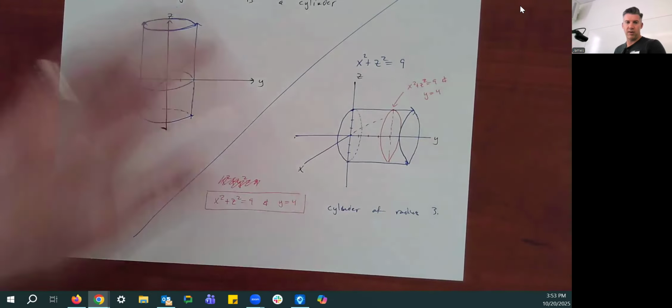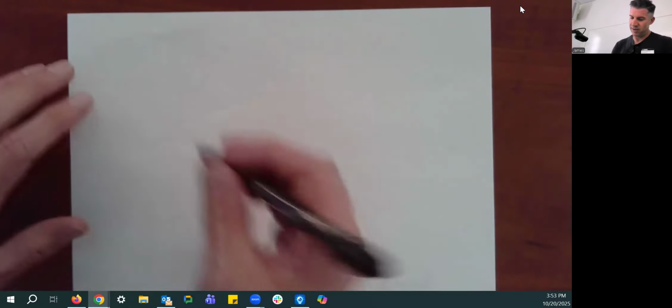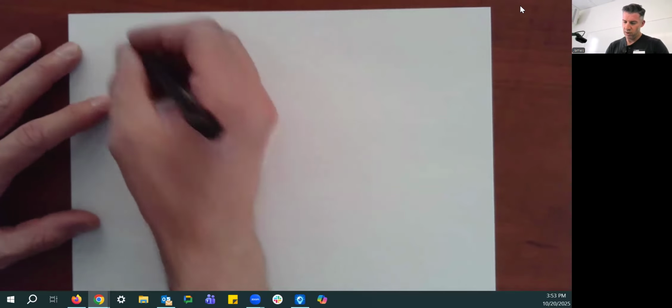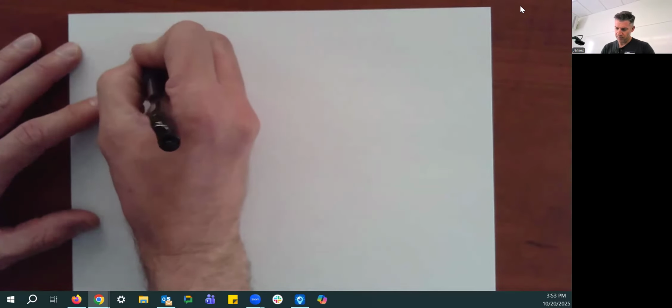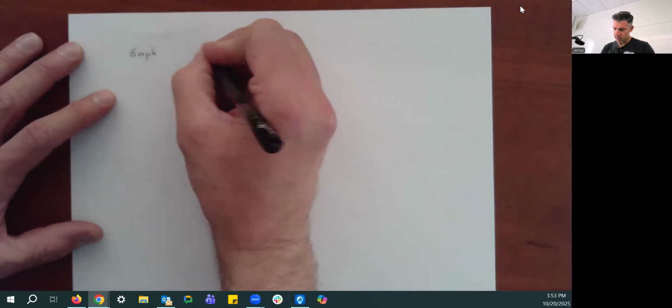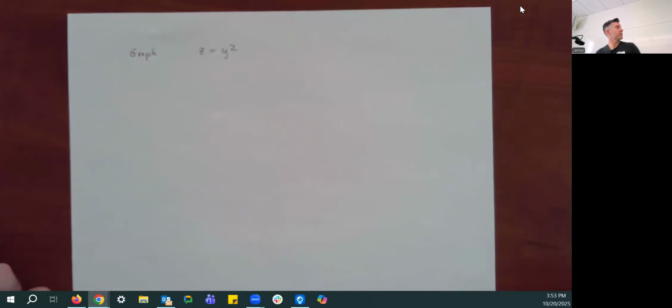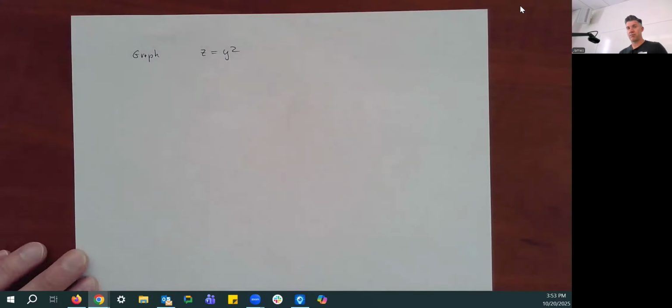Okay. I know what I want to say. So let's graph something else. Let's graph, say, z equal to y squared. All right. What variable am I missing?